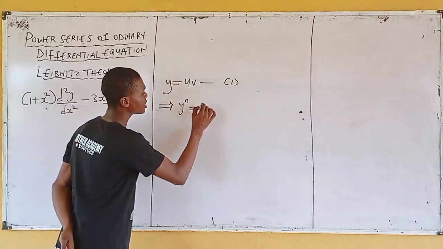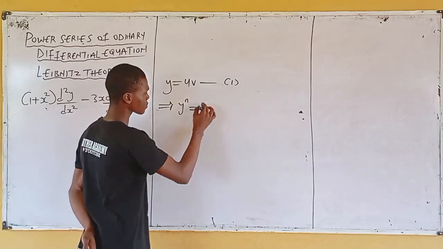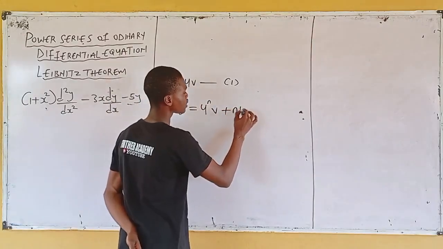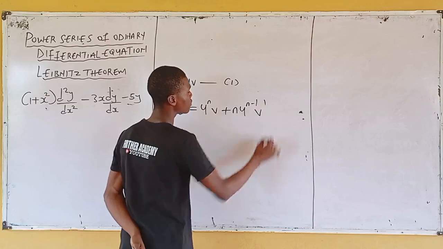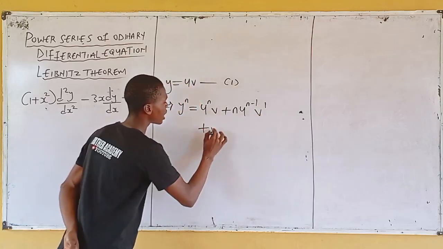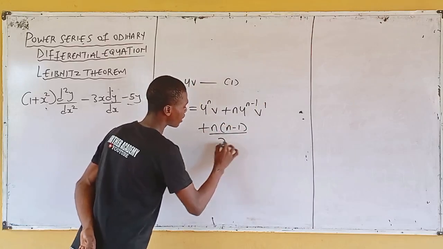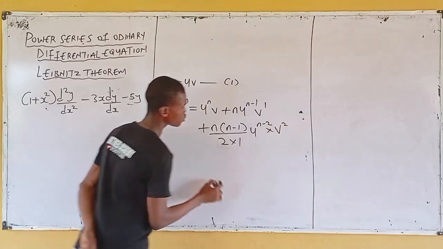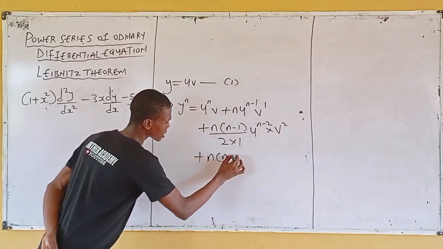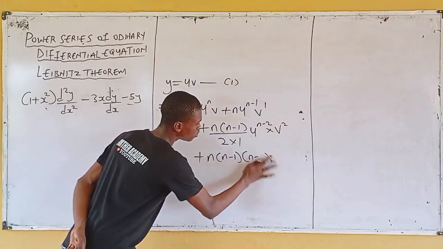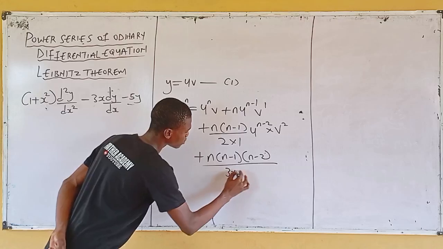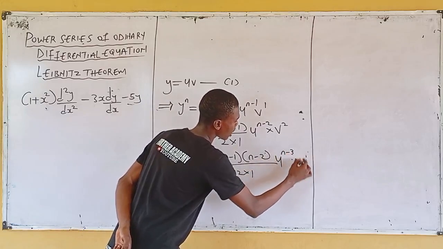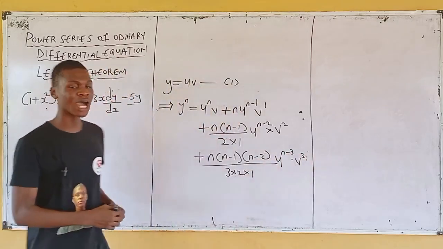We recall that the nth derivative of equation 1 is given as u raised to the power of n multiplying v, right? Plus n multiplying u raised to the power of n minus 1 multiplying v raised to the power of 1, right? Plus n(n minus 1) all divided by 2 times 1 multiplying u raised to the power of n minus 2 multiplying v raised to the power of 2, right? Plus n(n minus 1)(n minus 2) all divided by 3 times 2 times 1 multiplying u raised to the power of n minus 3 multiplying v raised to the power of 3, right? Continuously we have that same pattern.